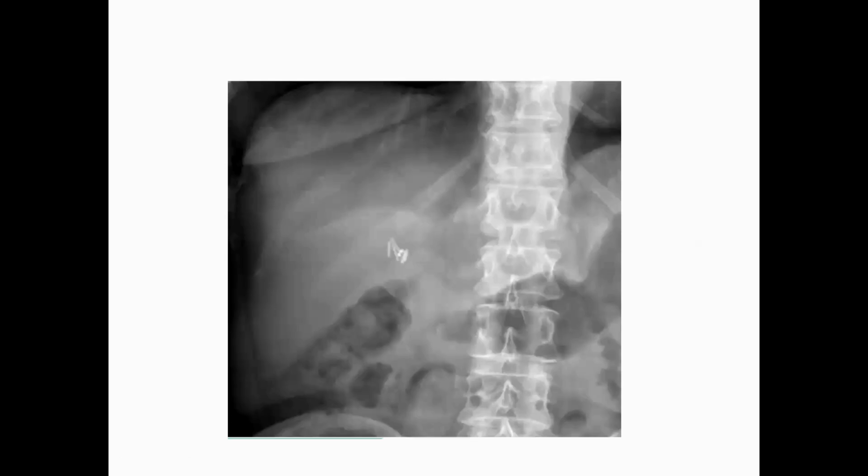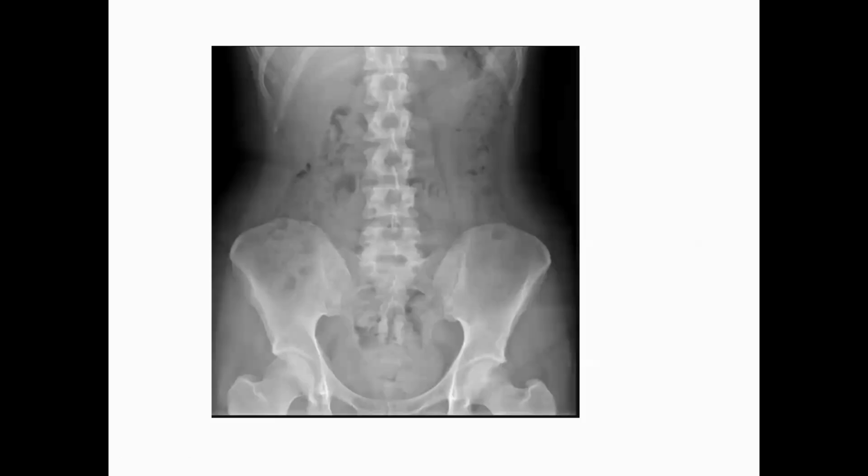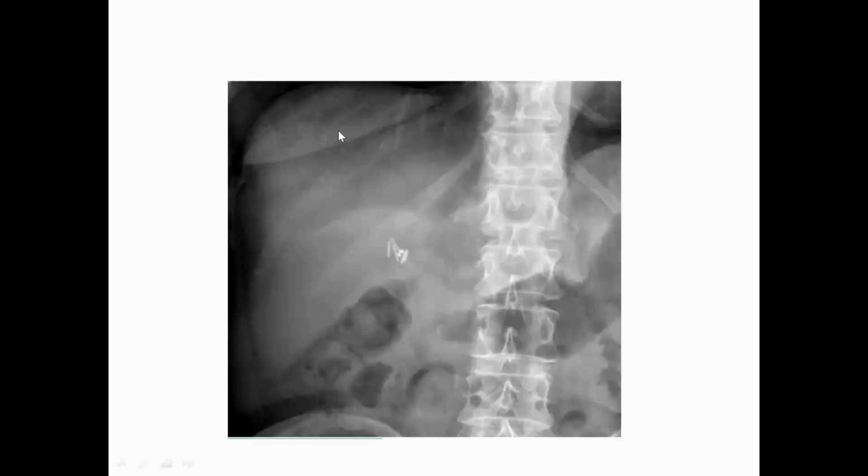Then what you're going to see on the abdominal X-ray, other than the small bowel, large bowel and stomach, is that you need to look at the soft tissue. The first soft tissue is the liver. It lies in the right upper quadrant and is seen as a blunt area of gray on the abdominal X-ray. Here, the superior edge of the liver forms the right hemidiaphragm.